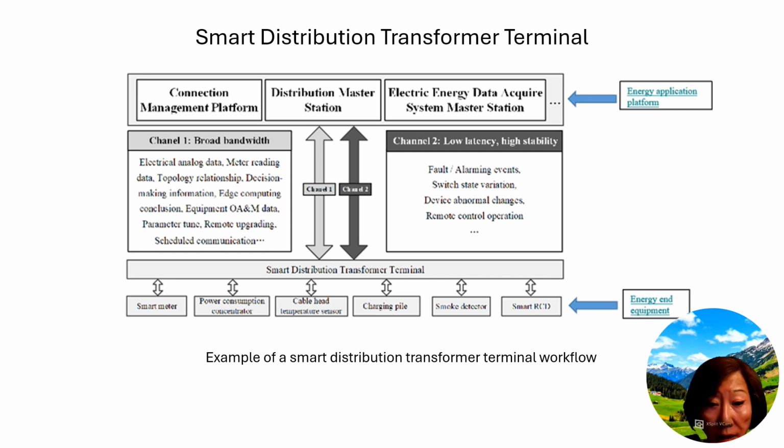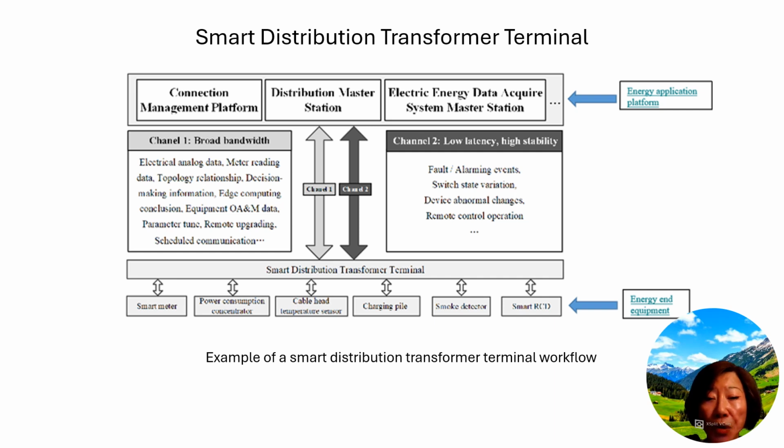Okay, here's an example of a smart distribution transformer terminal. Here's a workflow for it. A smart distribution transformer terminal is typically deployed within a distribution transformer area and is capable of supporting multiple energy applications simultaneously. The terminal collects various types of energy data and transmits them to an energy application platform. Here's an example workflow for a smart distribution transformer terminal.